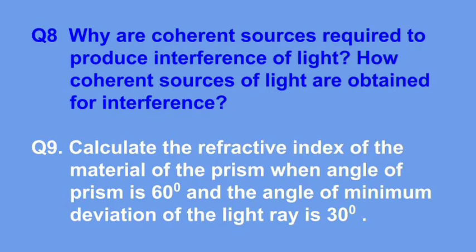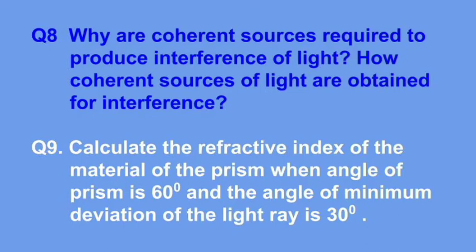To obtain two coherent sources for interference, two narrow slits are illuminated by the same source of light, and hence the secondary waves coming out of the slits have identical amplitude and identical frequency or wavelength. Now we take up some numerical problems.